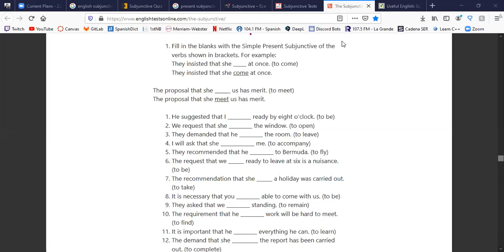Now for number 10, the requirement that he blank work will be hard to meet. Okay, Vlad, let's just have you do this one. You can do number 10. The requirement that he find work will be hard to meet.